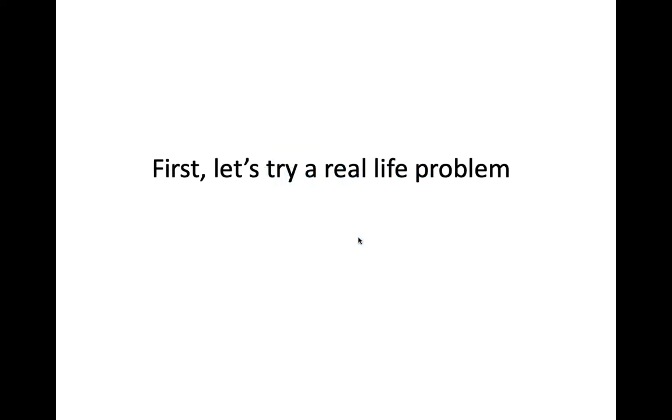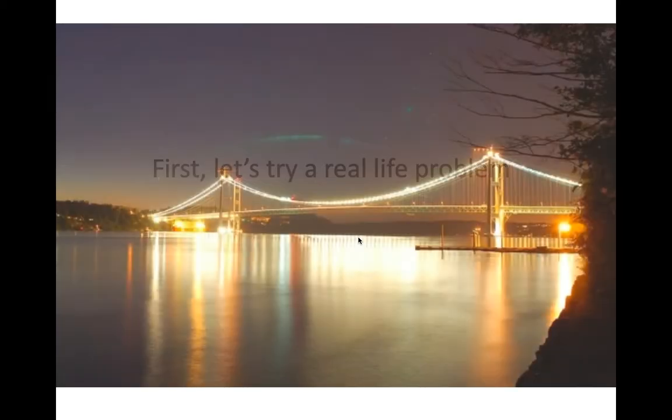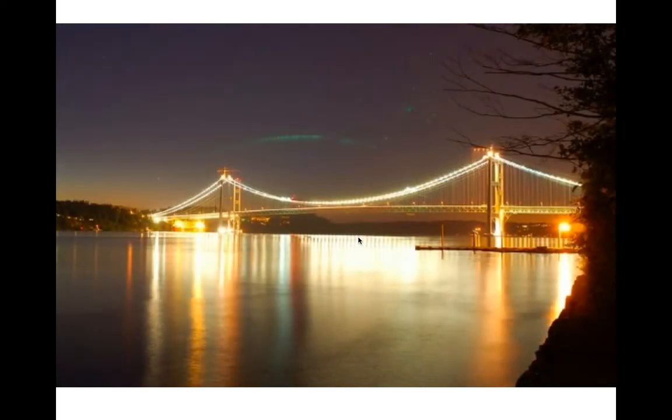First, in class, we started with a real-life problem to help us recall what we had learned about the vertex form and to be able to see its usefulness in a real-life application. We looked at the following illustration of a bridge. It's a suspension bridge in Tacoma, Washington. And of course, you can see that there's a parabolic shape that's being formed by the suspension cables.